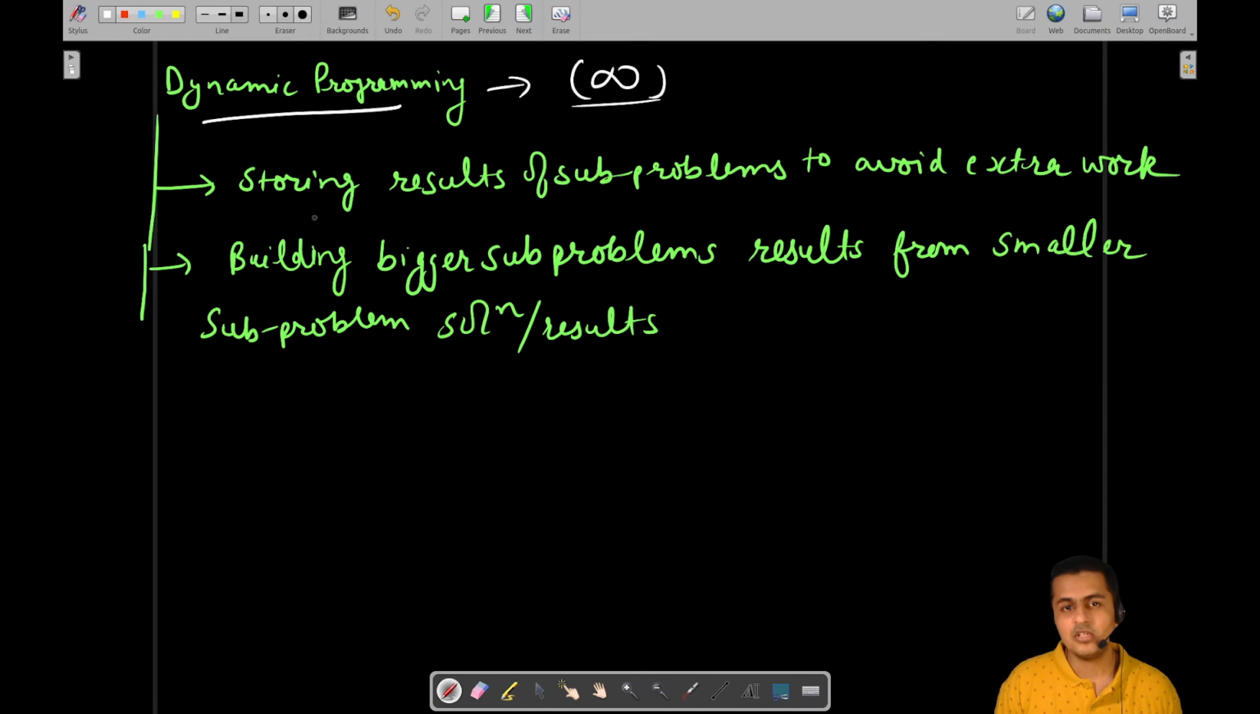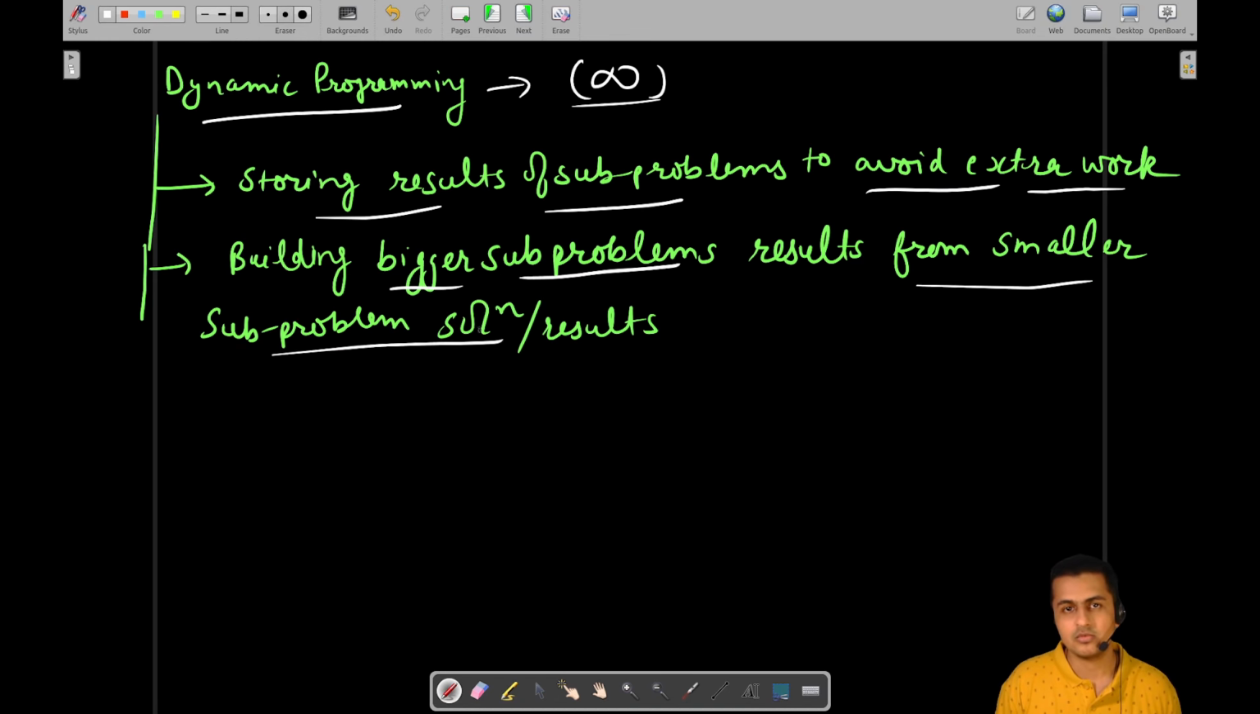I will describe in a nutshell what it is. Basically, you store the results of the subproblems so that if they occur again in some different combination, extra work or extra computations can be avoided. The second thing is that you build the solution of bigger subproblems on top of the solutions of the smaller subproblems, which you have already seen. So these two things we are doing in dynamic programming.